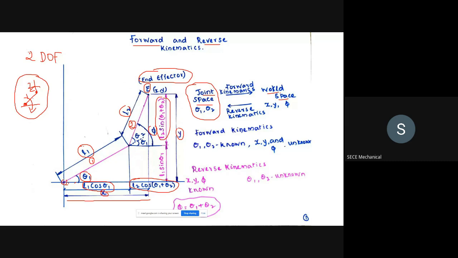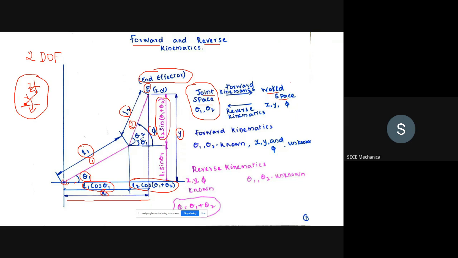Okay. What is meant by this world space? Because this end effector is going to connect with the external world, or to some other robots, or to a pick and place operation. So this point E is going to connect to the external world. That's why we are calling it world space.